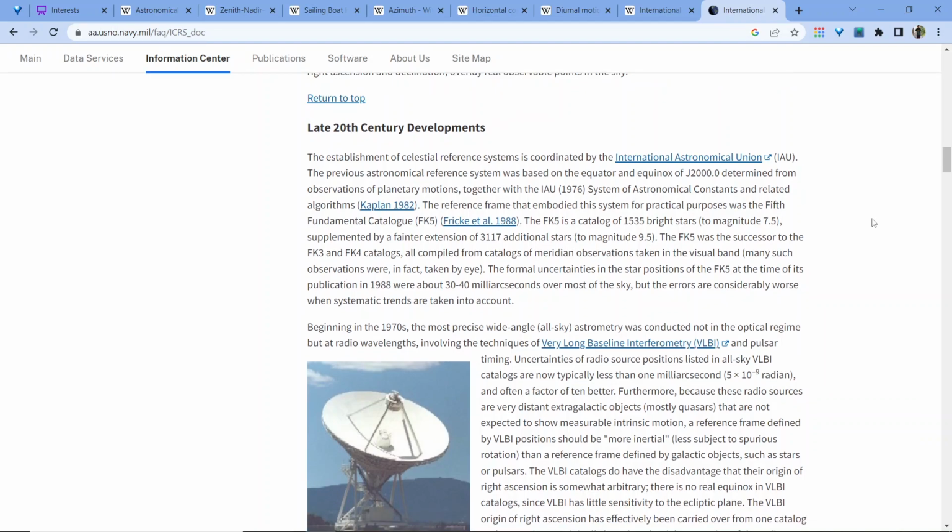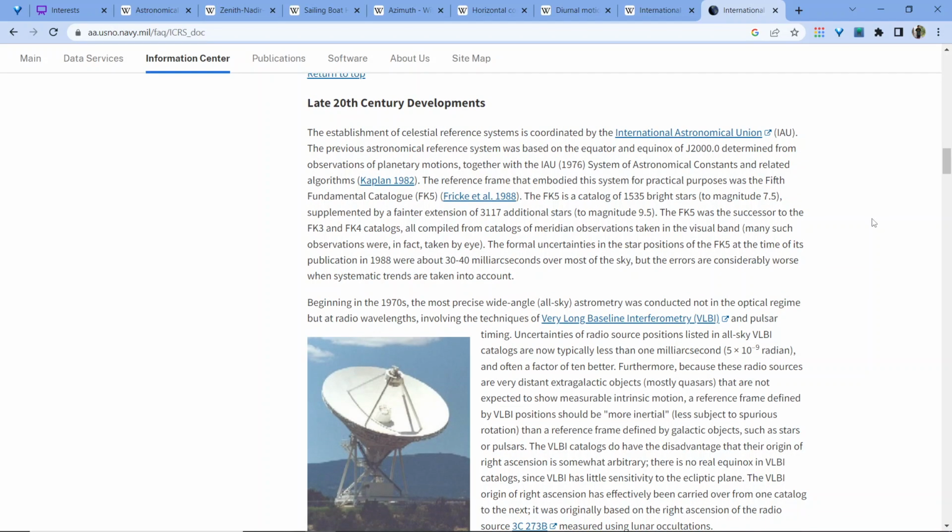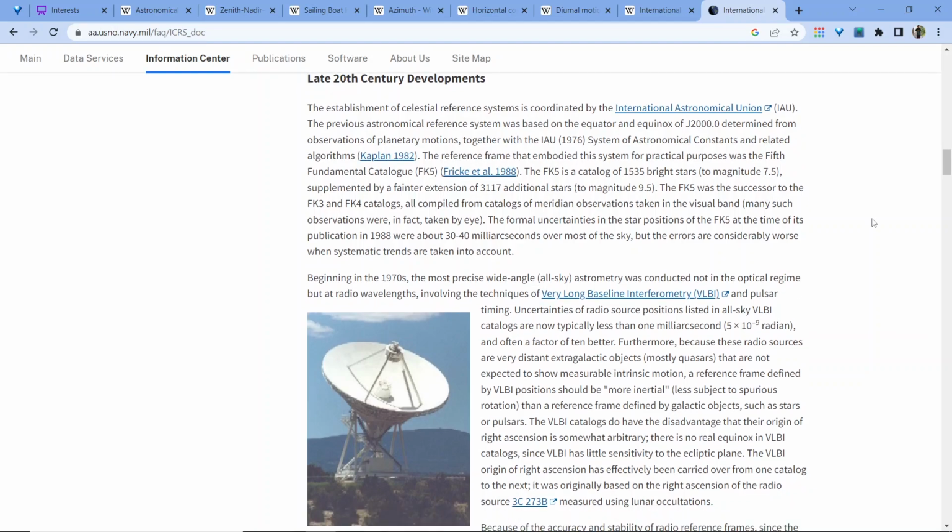The FK5 is a catalog of 1,535 bright stars to magnitude 7.5, supplemented by a fainter extension of 3,117 additional stars to magnitude 9.5. The FK5 was the successor to the FK3 and FK4 catalogs, all compiled from catalogs of meridian observations taken in the visual band. Many such observations were in fact taken by eye.